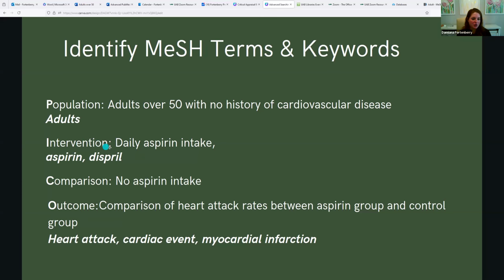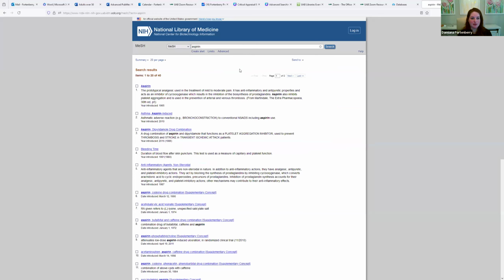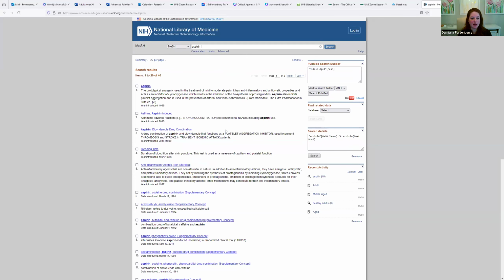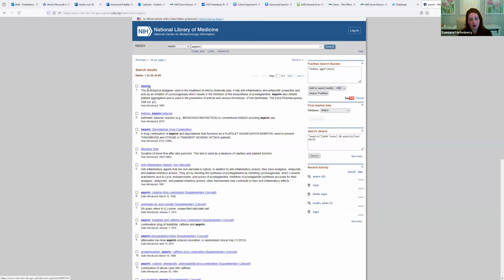So we'll go back to our question. Now we have our intervention to worry about. This is our other concept: daily aspirin intake. Let's do aspirin in the MeSH database. Okay, so this is great. There's lots of different results that come up, but the first one looks the most relevant. So I'm going to click on this one.